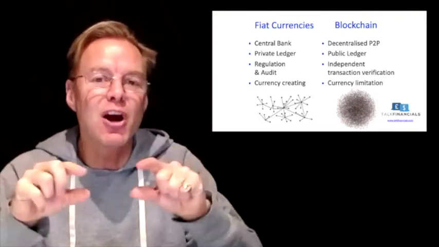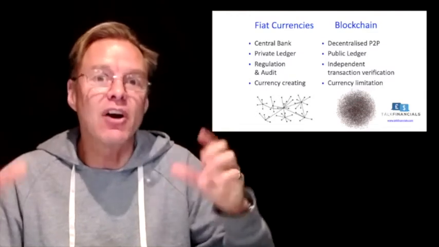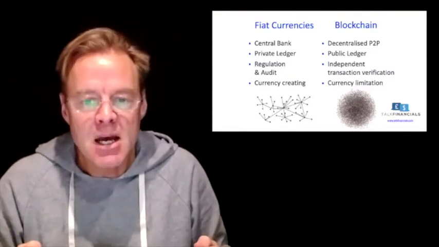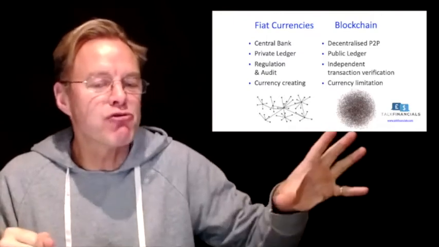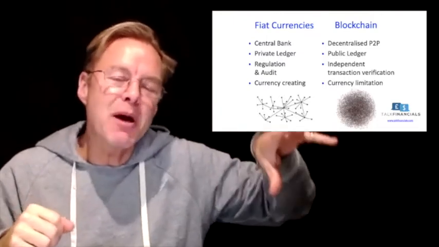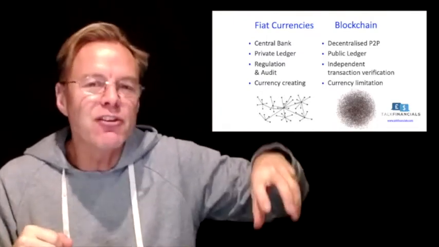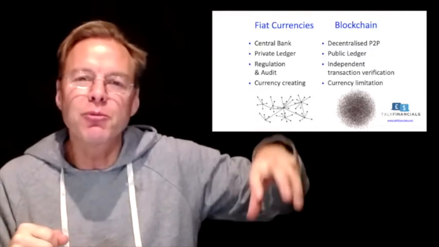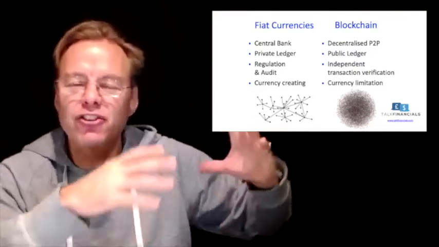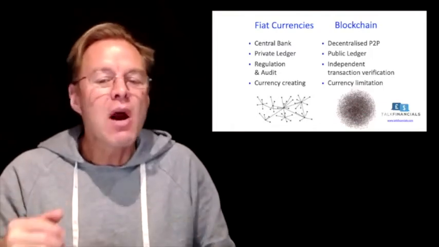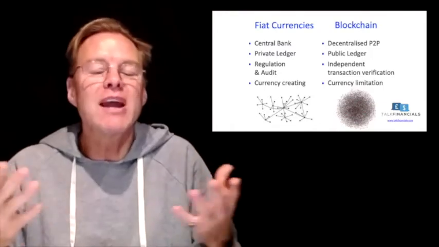The string of code sits there on the public ledger. It's publicly available. And therefore, because we have this central bank, it's all about regulation and audit. We've got to regulate it, we've got to check it, we've got to make sure they've got systems and controls and processes and they're secure, etc., etc. Whereas on the blockchain, we don't need that because we've got independent verification.